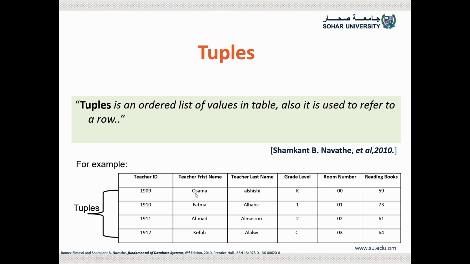An entry inside of the database is maybe it's me. I'm a tuple. I am a tuple inside of the database of the university. Okay, my name, my ID, my teacher, my grade, my room number, my books that I read, all of these are considered as a tuple. Okay, these all are considered as a tuple.